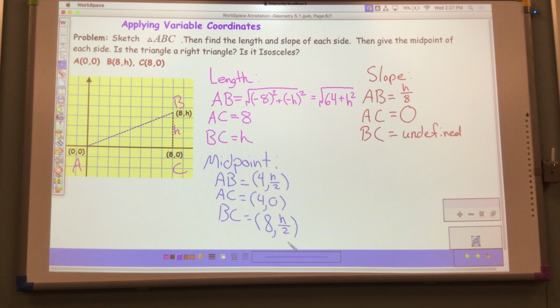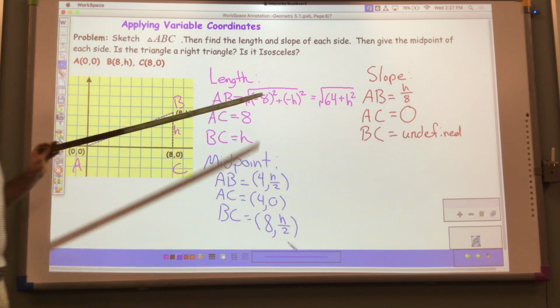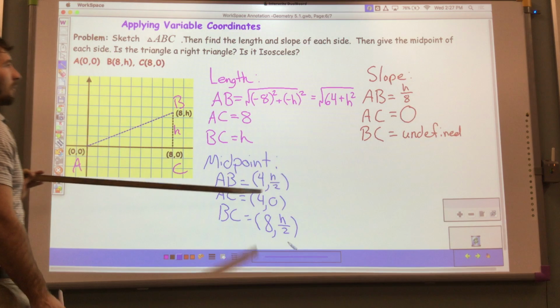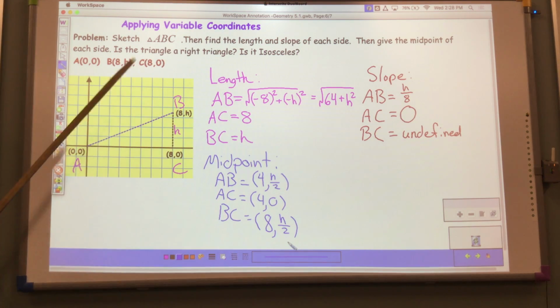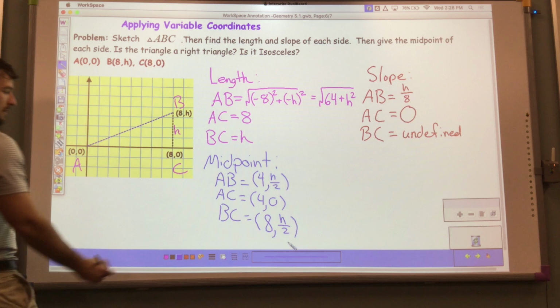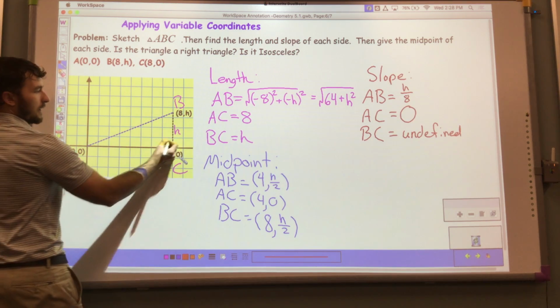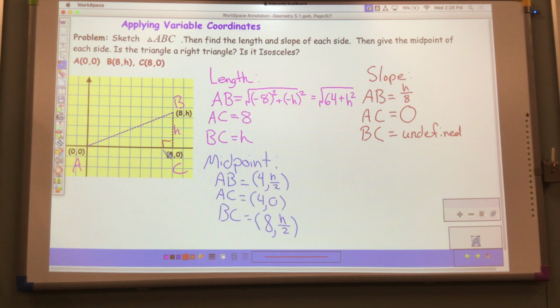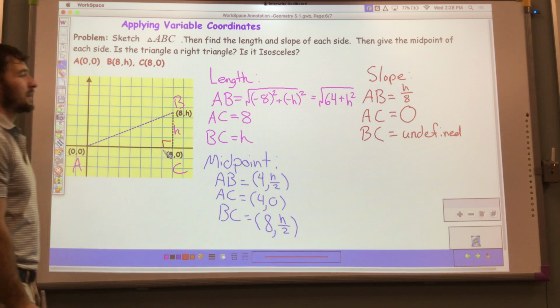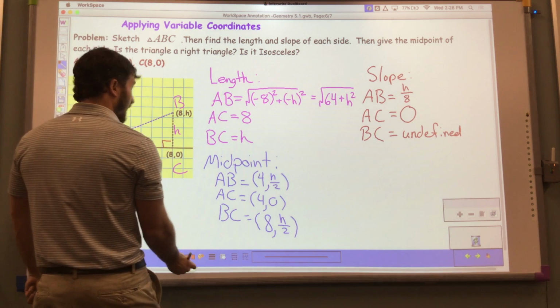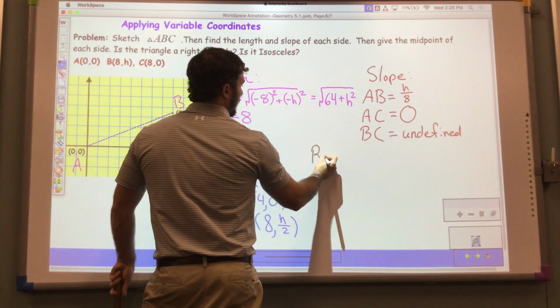So, we have our lengths, our slopes, midpoints. Is it a right triangle? Well, if we have zero slope and undefined slope, yes it is. Otherwise you're looking for opposite reciprocals. So we can say that it's a right triangle.